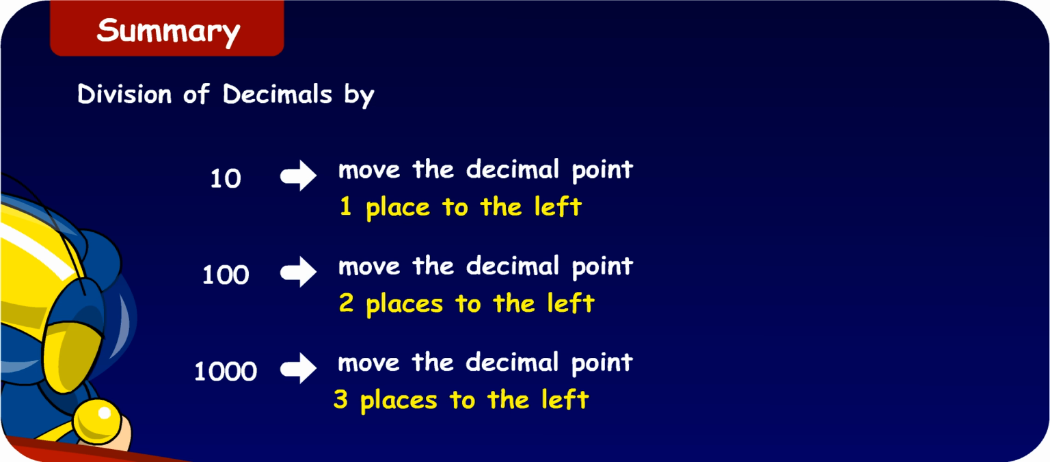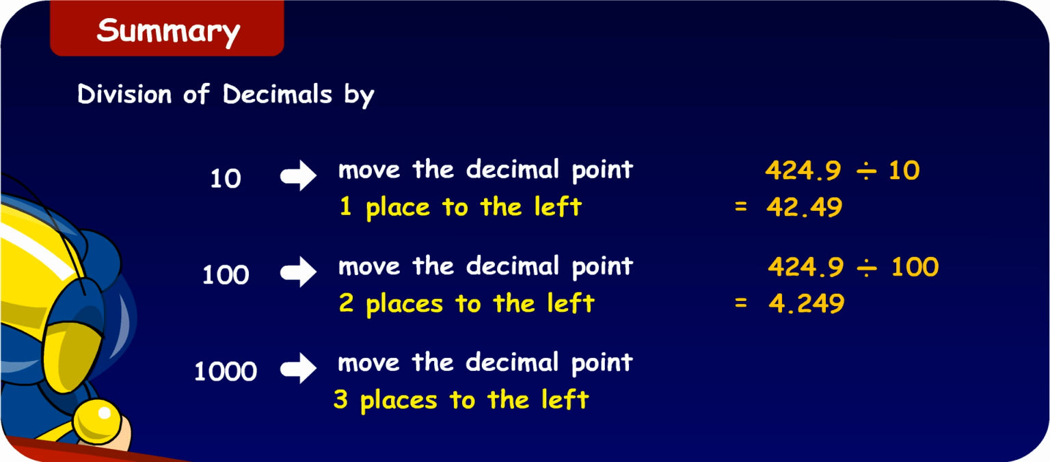When we divide a decimal by 10, 100, or 1000, we move the decimal point 1, 2, or 3 places to the left respectively. So, 424.9 divided by 10 equals 42.49. 424.9 divided by 100 equals 4.249. 424.9 divided by 1000 equals 0.4249. Well done, Turbo Boy.